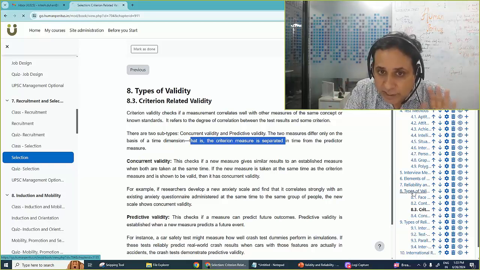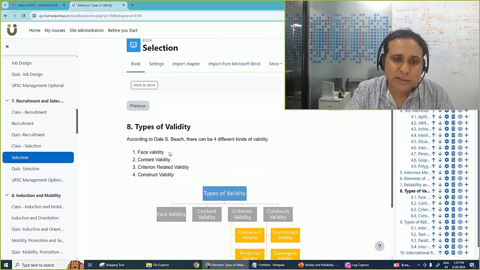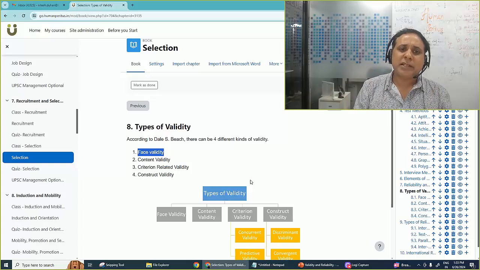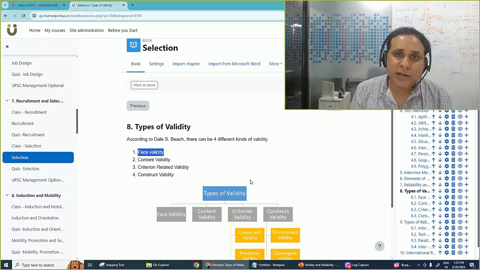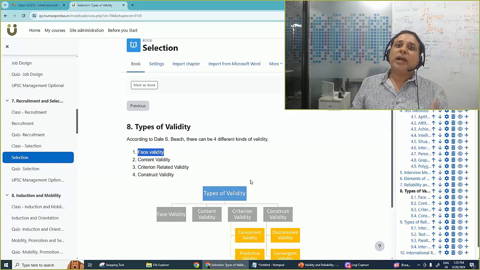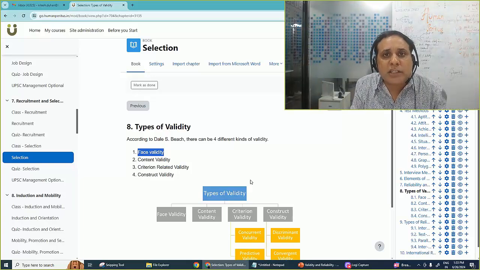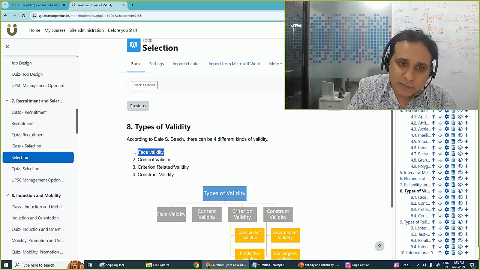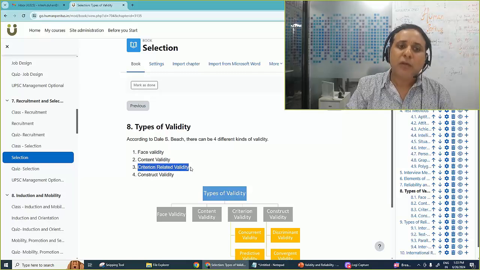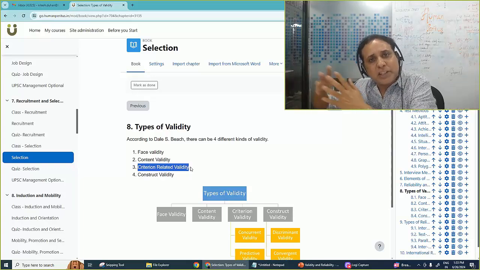We have covered three types of validities, which are face, content, criterion related. And now I'll go to the fourth one. But before going to the fourth one, let me summarize. Face validity: if there's a software engineering test, whether it is actually asking questions of software engineering only or mechanical engineering. Content validity: whether it is capturing the entire syllabus of software engineering or only some topics. Criterion related validity: we are comparing our test with some external criterion.